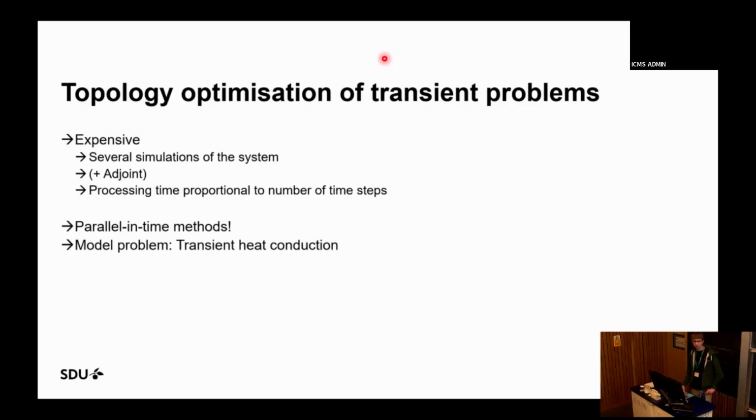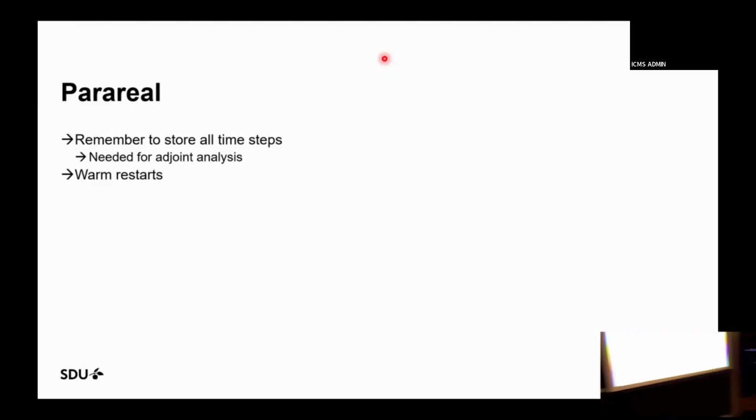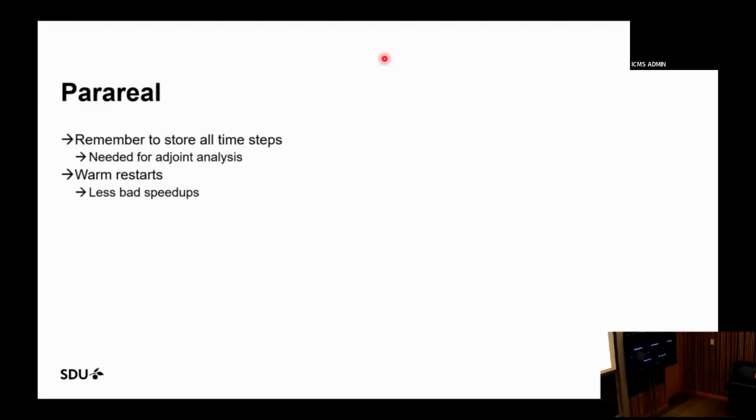For the time being, we're considering transient heat conduction as a model problem, but we want to move on to more complicated stuff later. We've tried to apply parallel-in-time methods to this, and we learned that it's important to remember to store all the time steps that are evaluated by the fine propagator when you execute it, because you need all of those time steps for the adjoint analysis. And we also learned that it is a very good idea to use warm restarts because that allows you to get speed ups that are less bad than they would be otherwise.